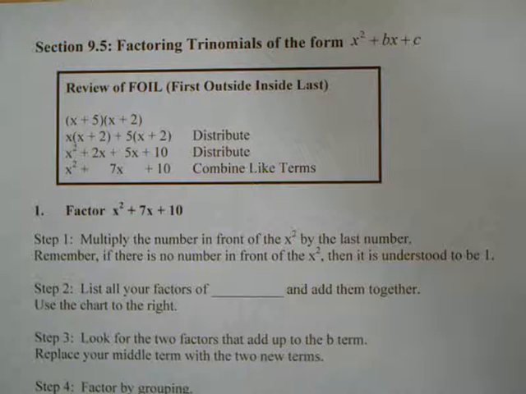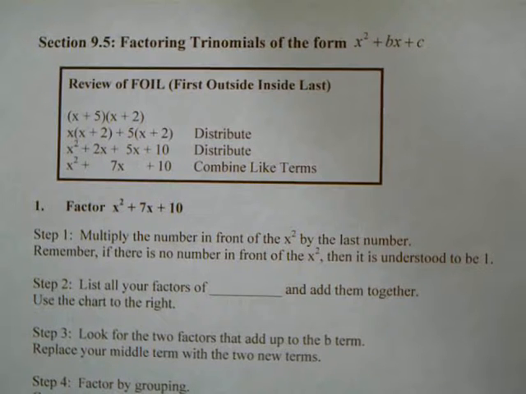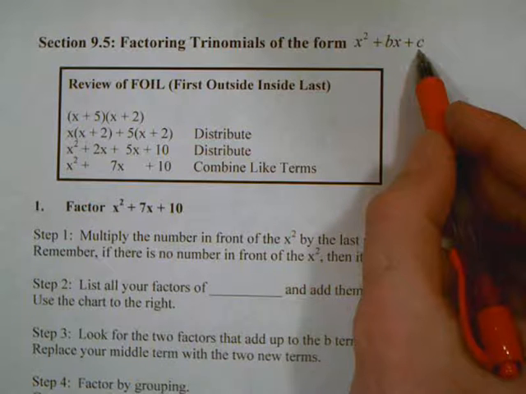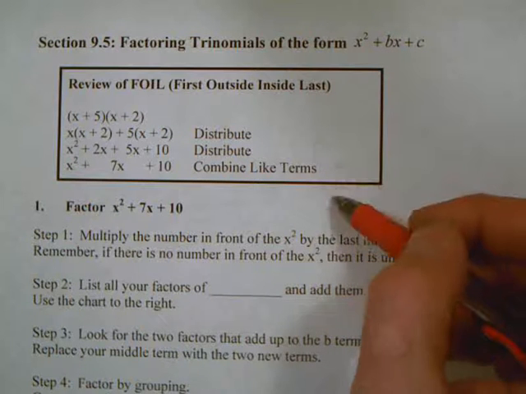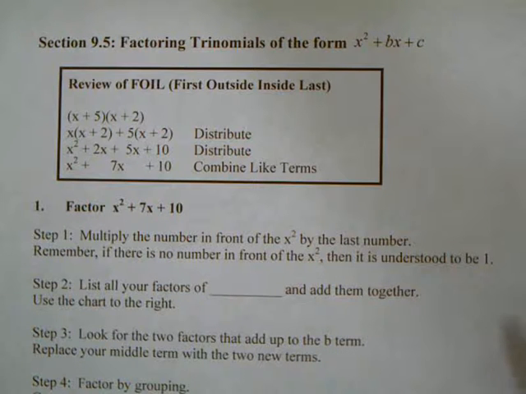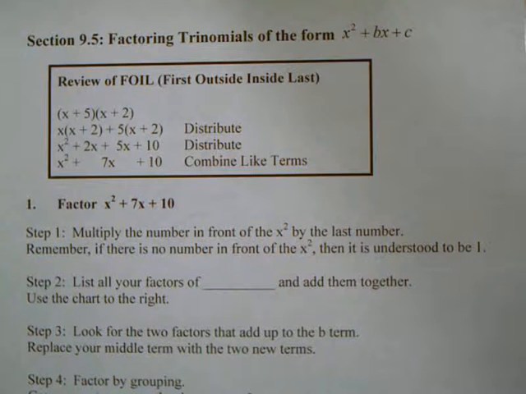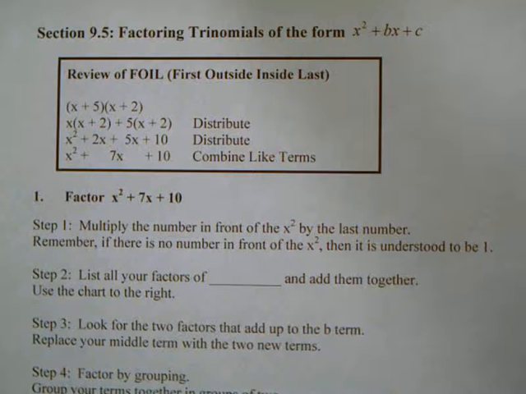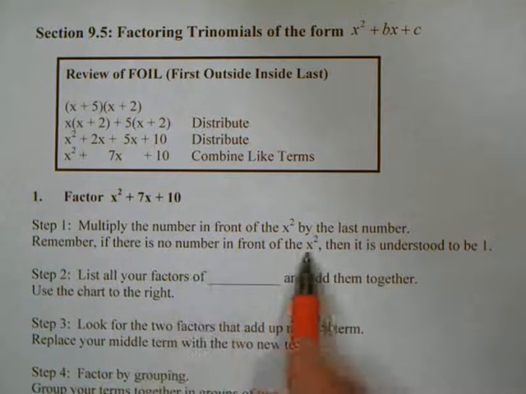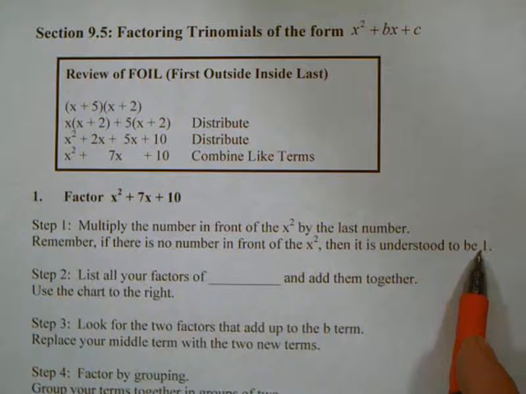This is section 9.5 where we're factoring trinomials x squared plus a number times x plus c. You can review your FOIL ideas up here as we talk about what FOIL is, but let's talk about how we factor and reverse the process of FOIL. Remember, we're going to multiply the number in front of the x squared by the last number. If there's no number in front of the x squared, it's understood to be 1.